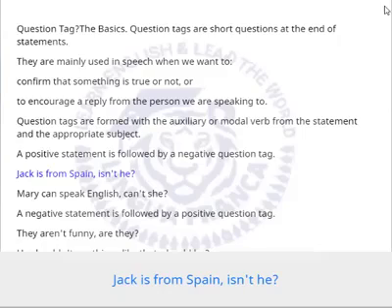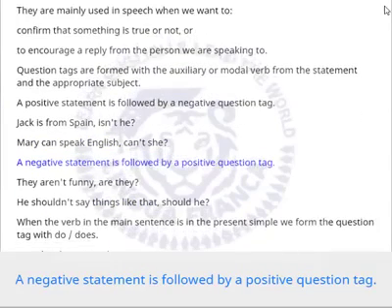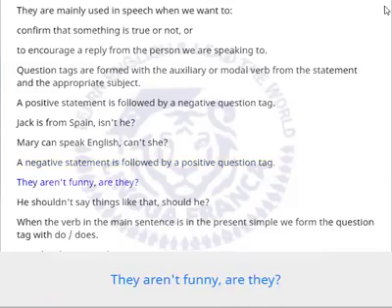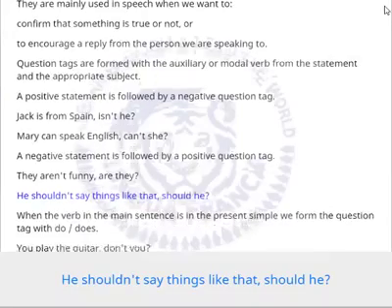Jack is from Spain, isn't he? Mary can speak English, can't she? A negative statement is followed by a positive question tag. They aren't funny, are they? He shouldn't say things like that, should he?